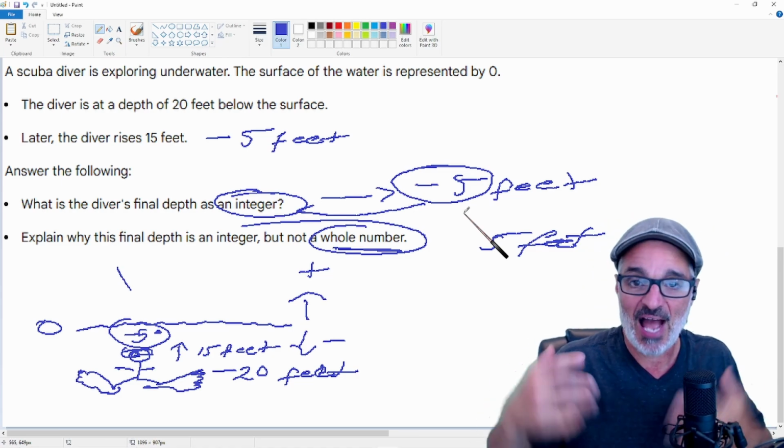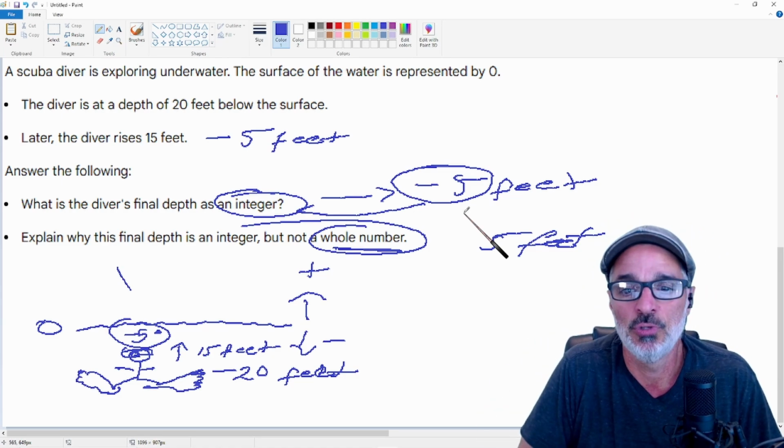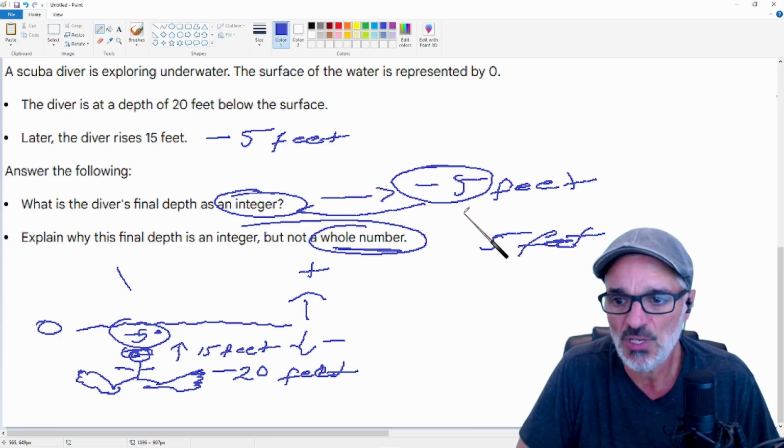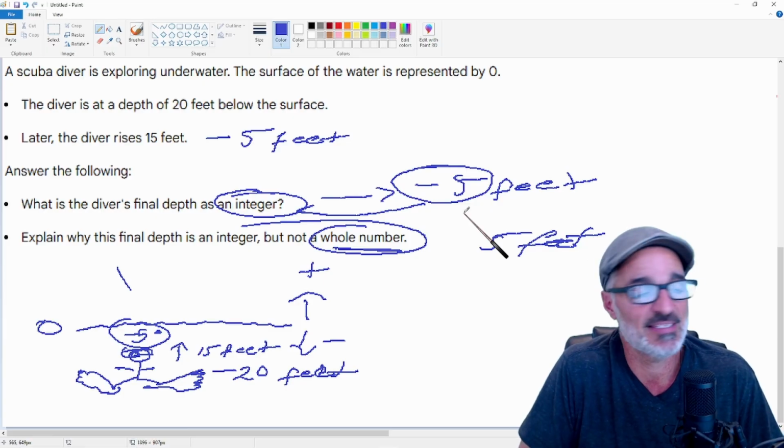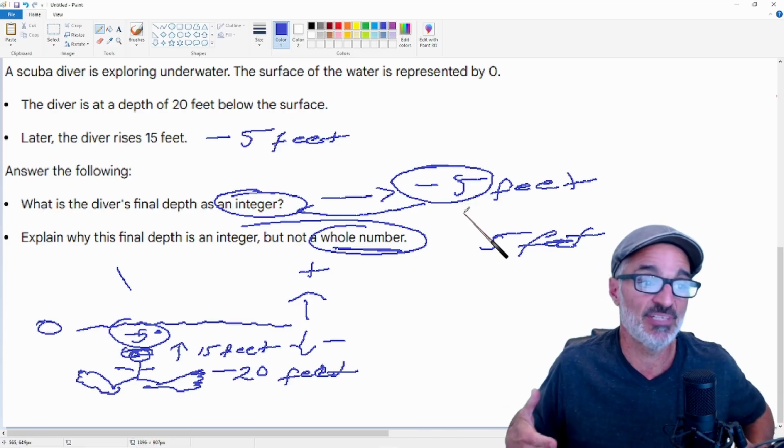So anyway, I just wanted to give you these few questions so that you understand how these categories of numbers can be used on a test. And I hope that this clears it up.